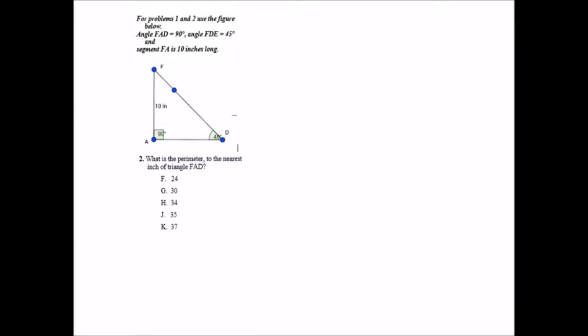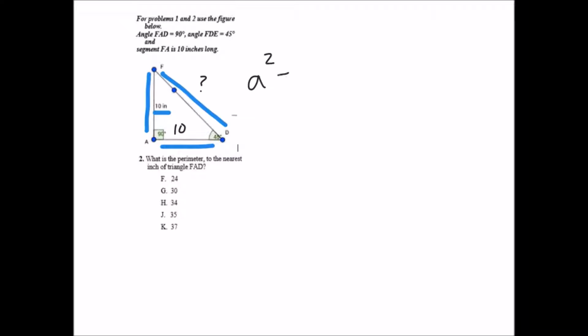For question 2, using the same triangle, it's asking what is the perimeter to the nearest inch of the triangle FAD. So remember, the perimeter is just the measure of all three of the sides added up. We know this side is 10 inches. We also know because they're congruent, then of course this side must also be 10 inches. What we're trying to figure out is what is this side over here.